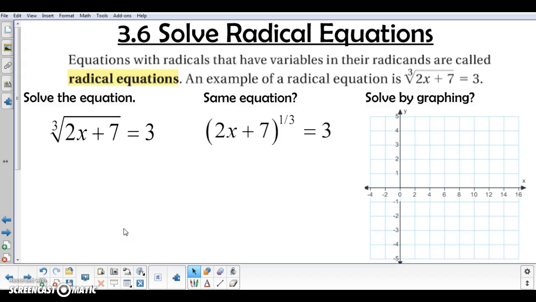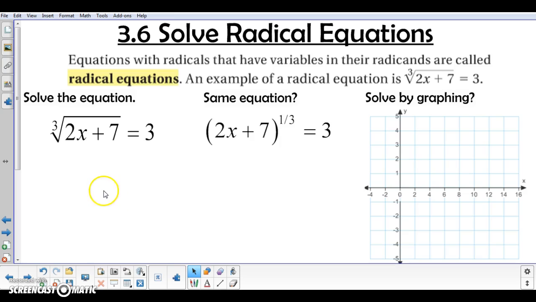Hello, algebra students. In lesson 6 of unit 3, we're going to learn how to solve radical equations, capping off a unit that's worked with radical expressions and rational exponents, things of that nature. So now we get to the point where we get to solve equations involving those things. So here we go. Equations with radicals that have variables in their radicands, such as this one, are called radical equations.